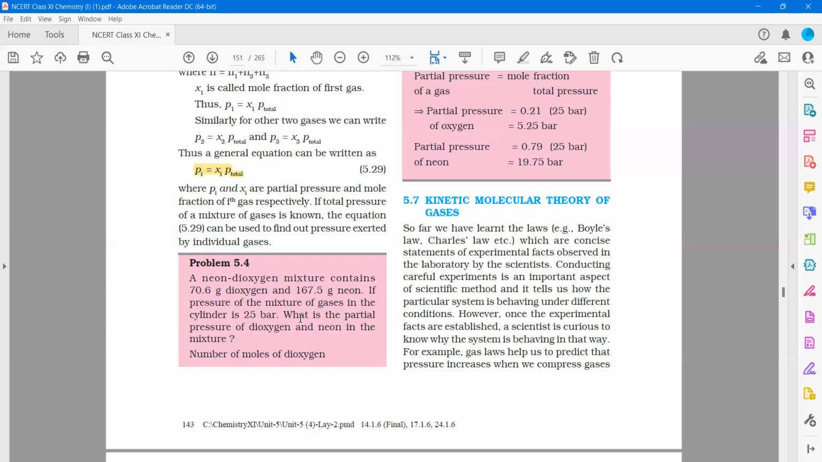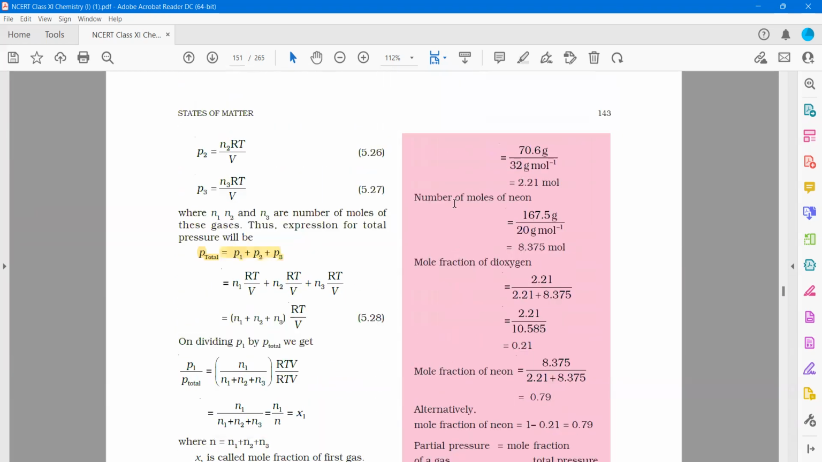Now you have the mole fraction of these two gases. Also, you have the total pressure. Now you can easily find out the partial pressure. So the partial pressure of oxygen will be equal to the mole fraction of oxygen times the total pressure, and the partial pressure of neon will be equal to the mole fraction of neon times the total pressure. And that is what is done over here.